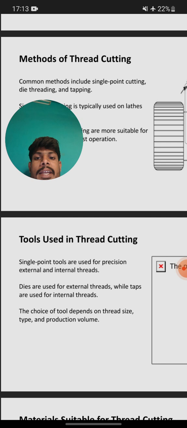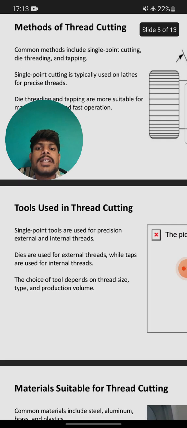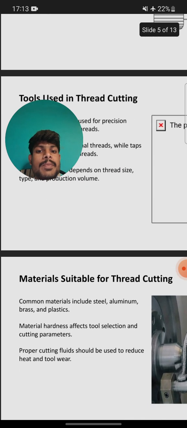Tools used in thread cutting. Single point tools are used for precision external and internal threads. Dies are used for external threads while taps are used for internal threads. The choice of tool depends on thread size, type and production volume.